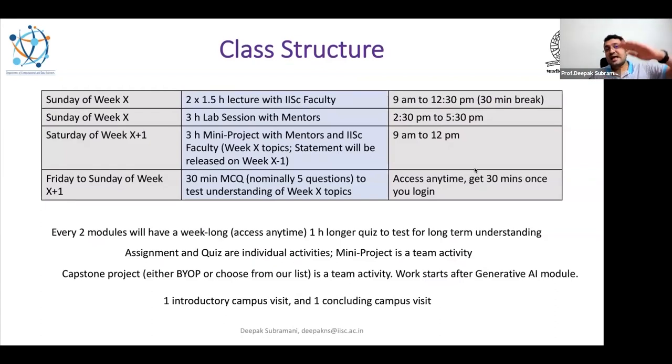Then the Saturday of week X plus one, right? So if X is one, Saturday of week two, there will be a 3-hour mini project with the mentors and IISc faculty. So we'll be present. The statement of this mini project will be released in week X minus one, so 1 week before. And the mini project's topic will be based on the lecture that was done.